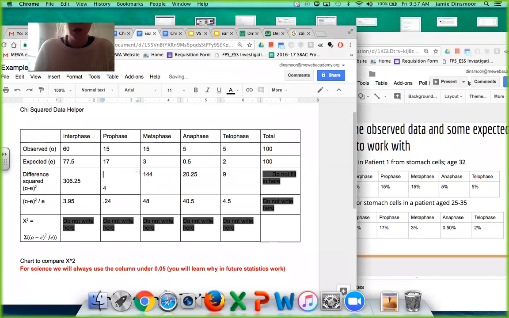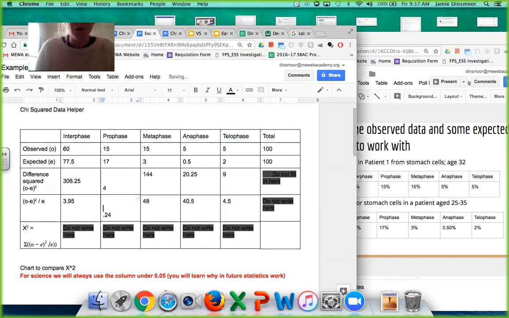So for our second box, you should have done 4 divided by 17, right? Our difference squared divided by our expected. For your third box, you should have done 144 divided by 3. What should we have divided for anaphase? 20.25 divided by 0.5. Good. And then the last one, we should have done 9 divided by 2.